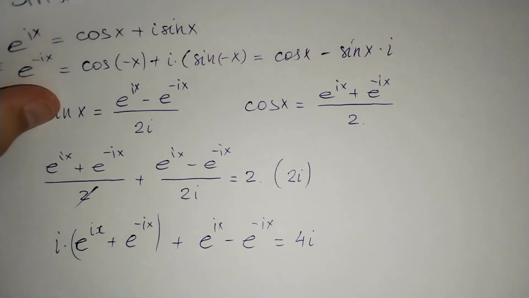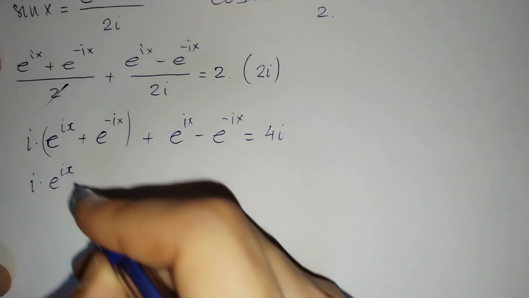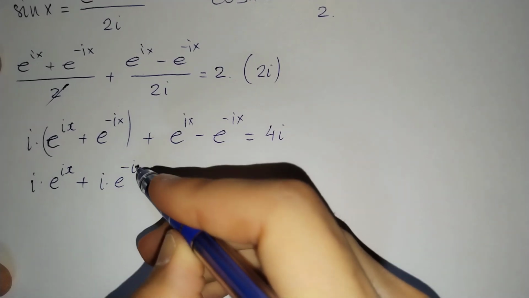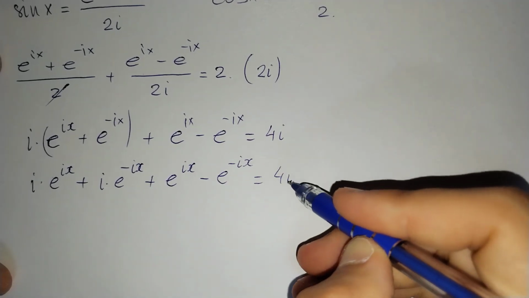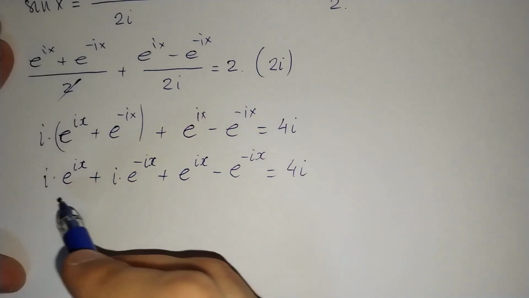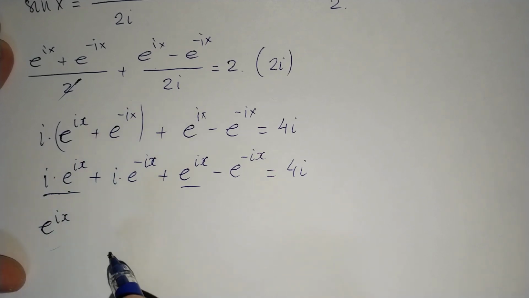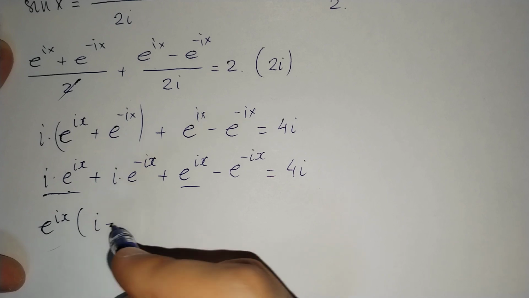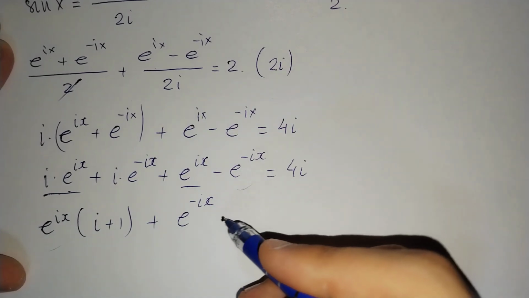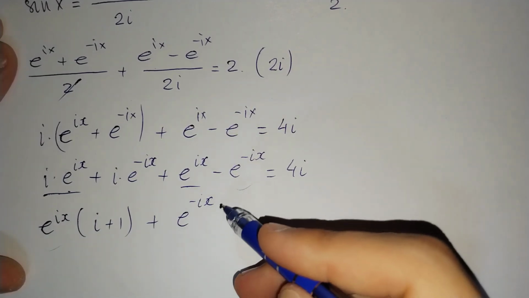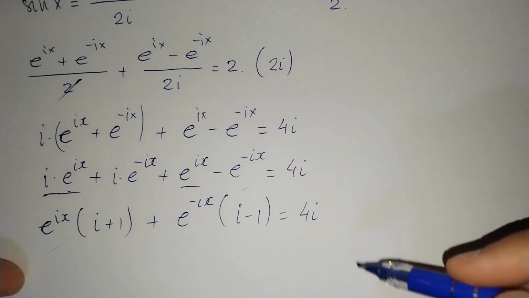This is a quadratic equation, and here i times e power ix plus i times e power negative ix plus e power ix minus e power negative ix is equal to 4 times i. And then e power ix is common, so we may take it out of the brackets: e power ix times (1 plus i). And e power negative ix is common here, and we may take it out of the brackets: e power negative ix times (i minus 1) is equal to 4 times i.